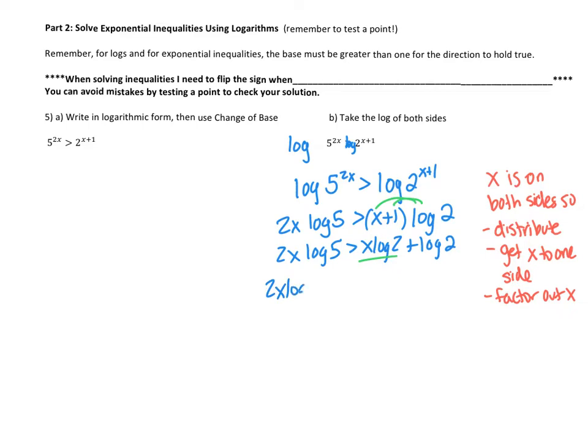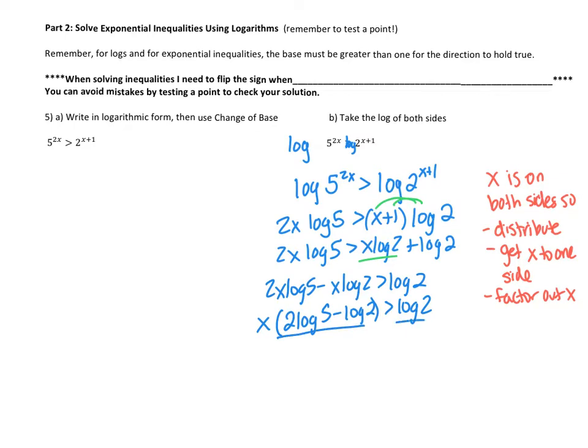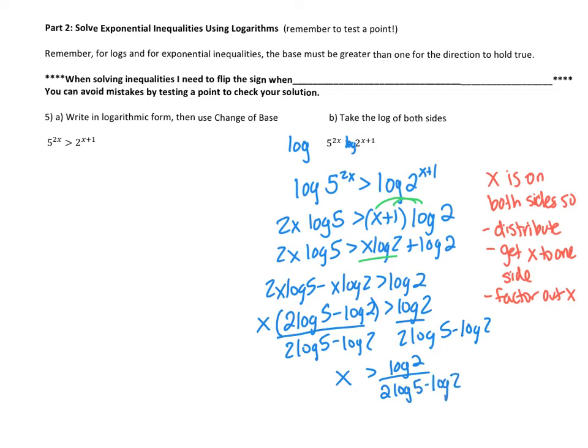So I get 2x log of 5 minus x log of 2 is greater than log of 2. Since I'm trying to isolate x in the first place, I need to factor out my x, which leaves me with log of 5 minus log of 2 is greater than log of 2, with the coefficient of x out front. Now to isolate, I'm going to divide both sides by this entire expression here. So I can write it in on both sides, and I get x is greater than log of 2 over 2 log of 5 minus log of 2.